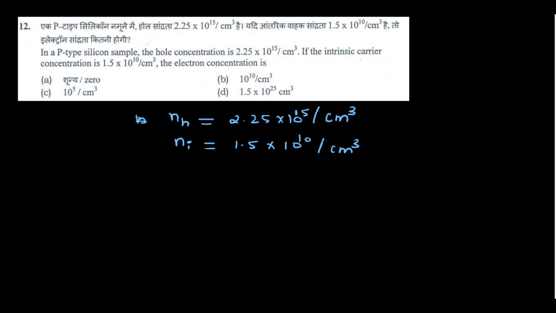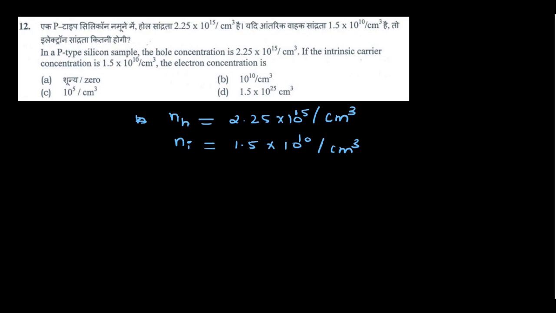In a p-type silicon sample, the Hall concentration NH equals 2.25 into 10 to the power 15 per centimeter cube. The intrinsic carrier concentration Ni equals 1.5 multiplied by 10 to the power 10 per centimeter cube, because in a volume we are seeing how many atoms are there.